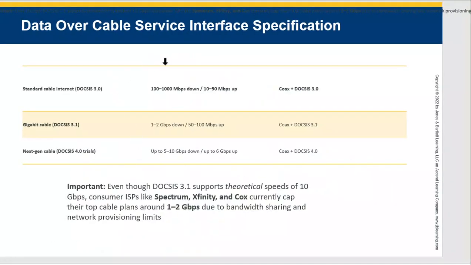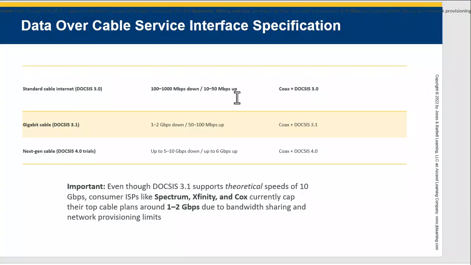Okay, Data Over Cable Service Interface Specification, which is also referred to as DOCSIS. And there are several different flavors. I didn't put in DOCSIS 1 or DOCSIS 2 because very few people use those anymore. Nowadays, standard cable internet service is going to use DOCSIS 3, and that's going to give you 100 megabit per second up to 1 gigabit per second download speed. And this is an asynchronous connection, so your download speed is really high, your upload speed is relatively low.